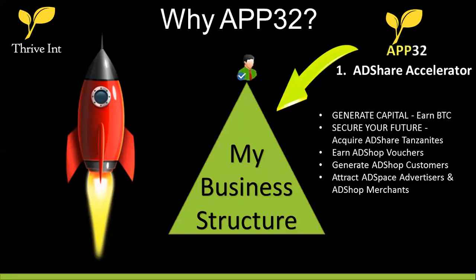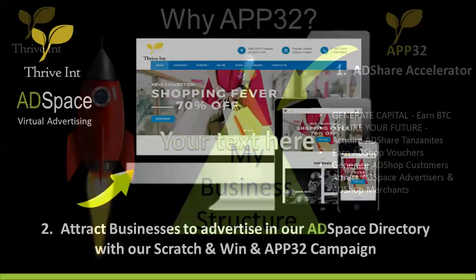And then, of course, you earn AdShop vouchers. And these AdShop vouchers you're going to go and spend in our virtual mall. And you don't actually have to spend your Bitcoin. You can actually accumulate your Bitcoin and use the vouchers to live from. And then you generate, obviously, ad shop customers. You create ad space advertisers and ad shop merchants. And this all feeds into your main force matrix structure.